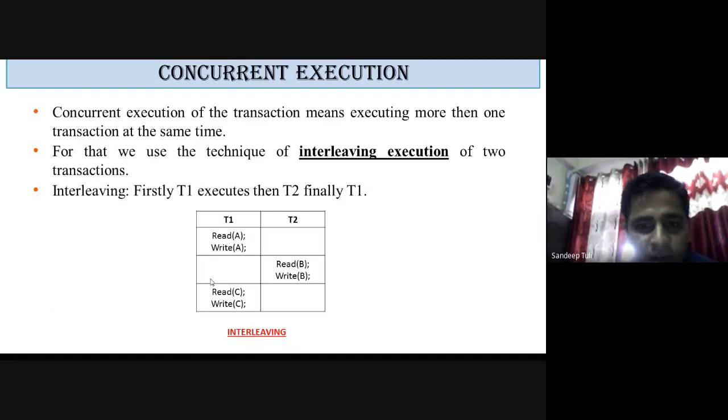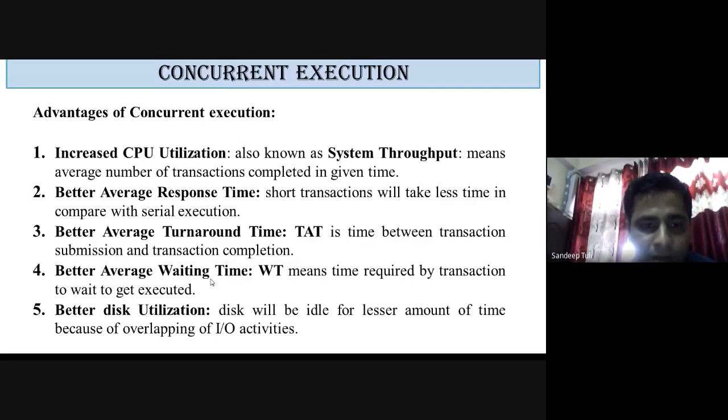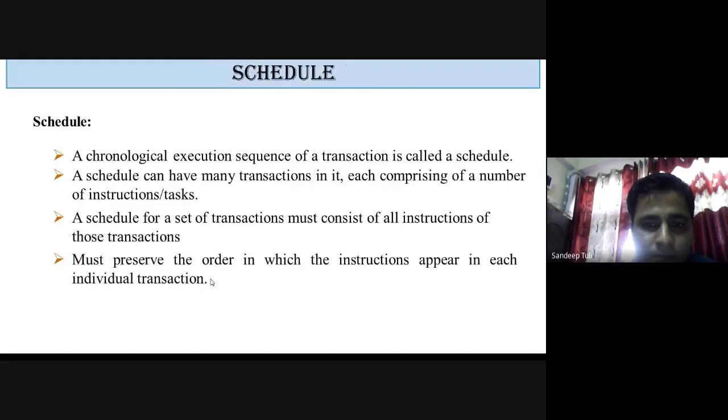Okay, now that was a short introduction of the concurrent executions. What is concurrent execution and what could be the disadvantages of it? Now I am coming on to the next topic, that is actually part of this Unit 4, that is schedule.